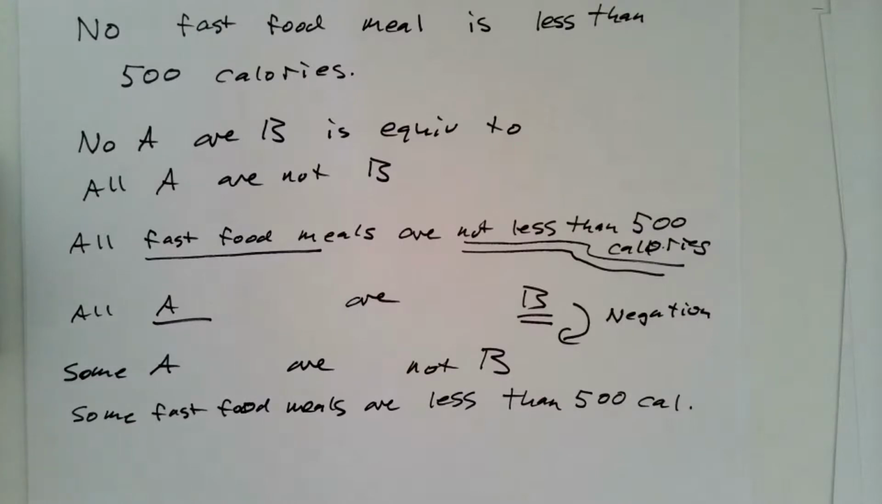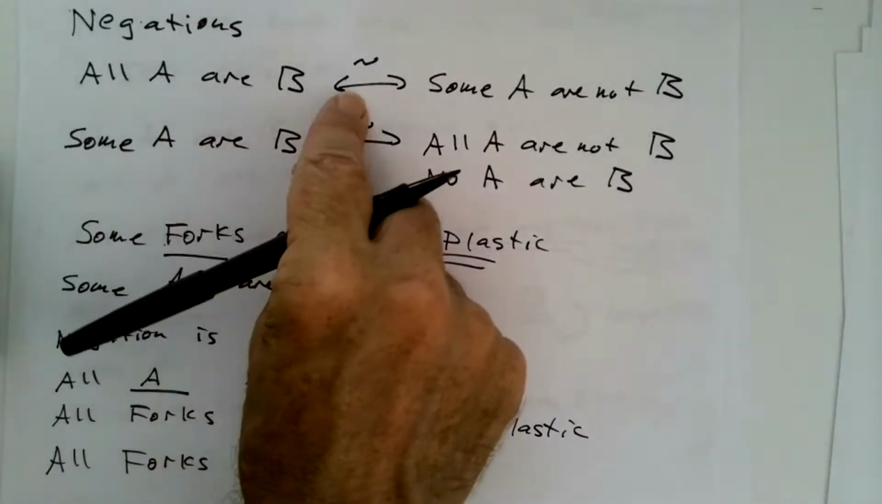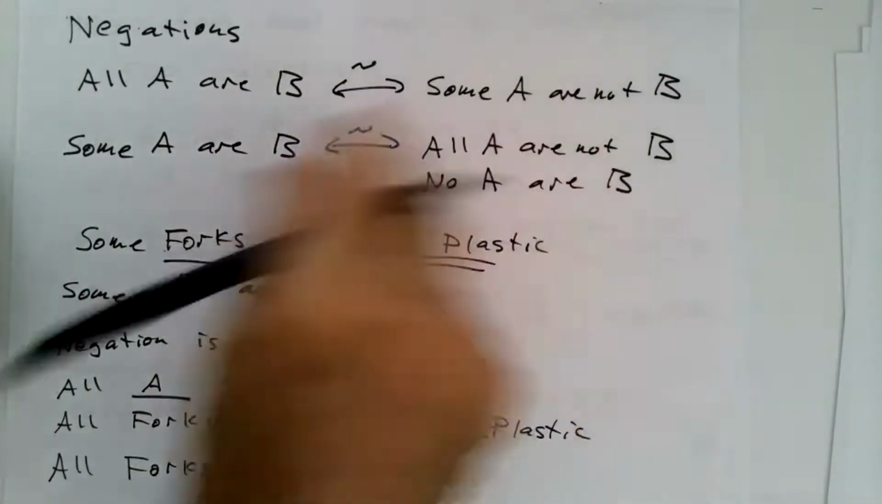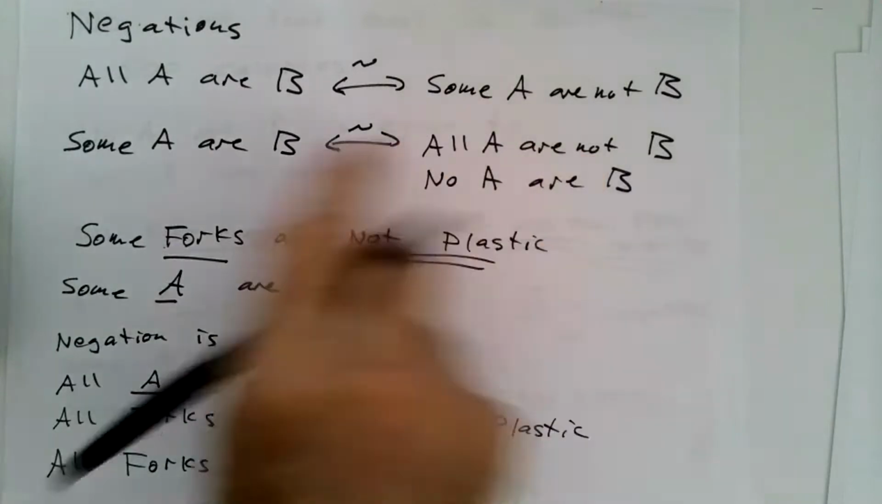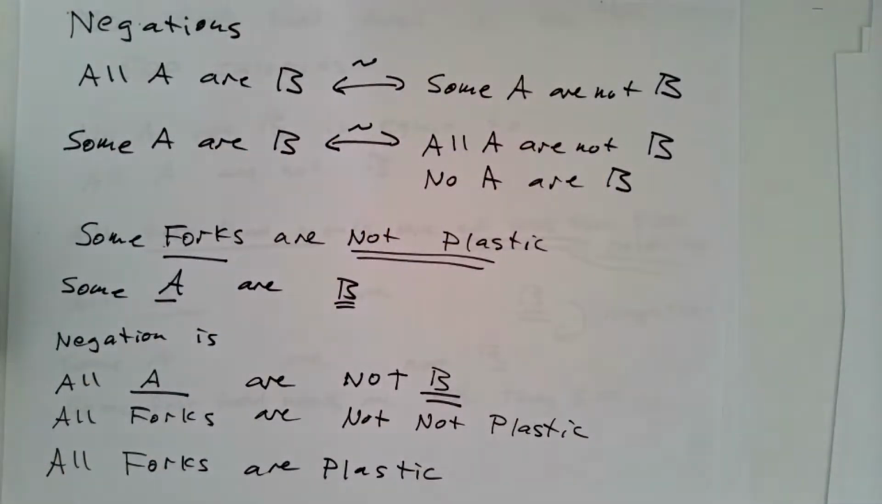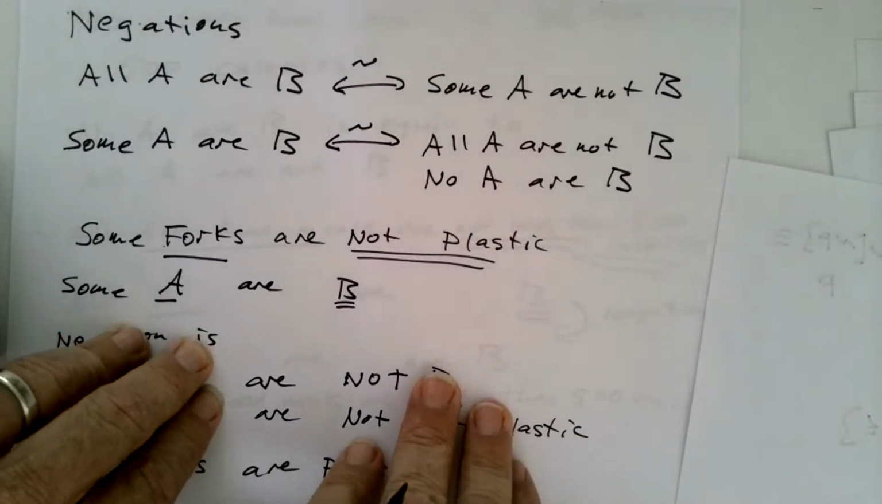So what I want you to take from this lesson is a statement must either be true or false: not an opinion, not a suggestion, not a command, a true or false statement. And then how do we negate things? Our key idea was this. If I have all A are B, to negate that is some A are not B. Some A are B, to negate that means all A are not B. So some becomes all, and then you follow it with the not. That's our basic idea.